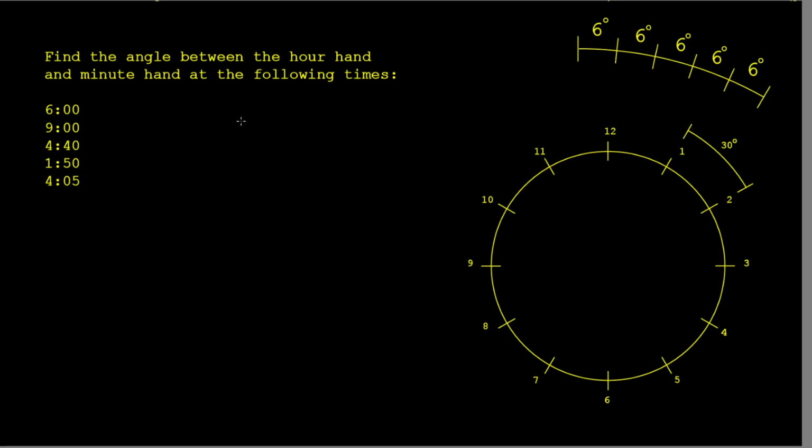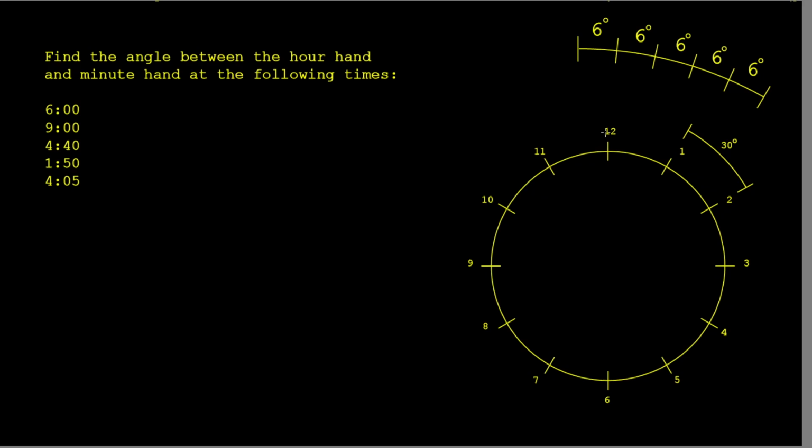This video will be tackling the dreaded clock problem in geometry. Students have trouble with these. They seem really difficult and they take a lot of work, but follow along, learn the method, and practice it a bunch of times and you will be fine. All right, let's get started.